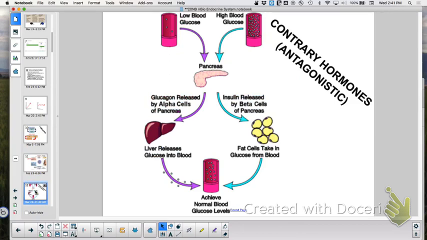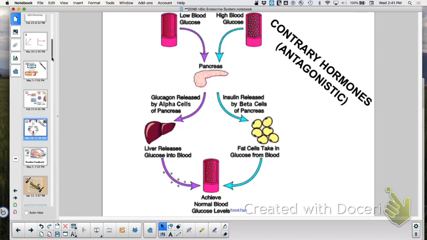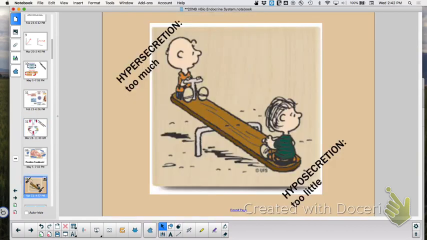Contrary hormones, I already mentioned those, insulin and glucagon. Calcitonin and the parathyroid hormone are another classic contrary pair. Calcitonin, what does that do? Calcitonin tones it down. It lowers blood calcium. Parathyroid hormone raises blood calcium. Okay, what happens when you secrete too much of something? What is it called? Hypersecretion. Too little is hyposecretion. Okay, hypersecretion. And I skipped over this.